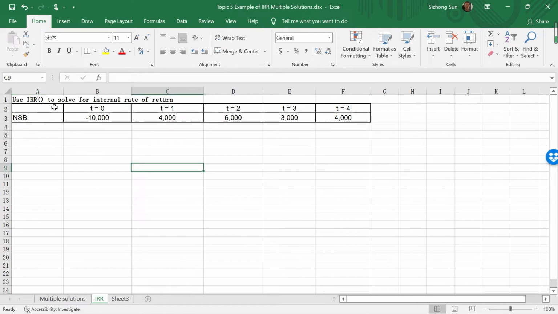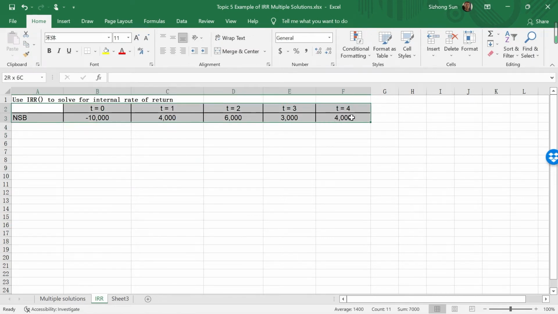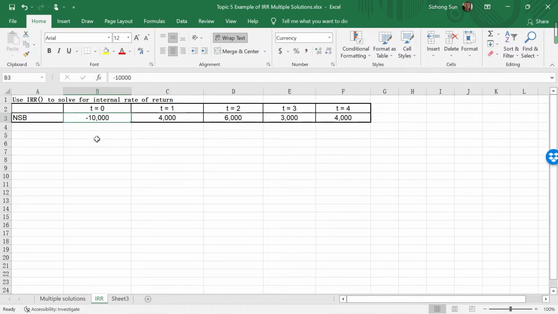So here's our project cash flow. It lasts for 4 years. At time 0, there's an investment, a cost of $10,000. Year 1, $4,000 benefit. Year 2, $6,000 benefit. Year 3, $3,000 benefit. Year 4, $4,000 benefit.